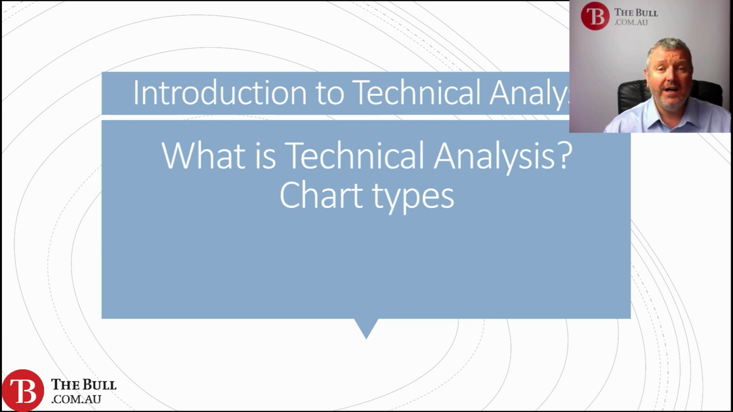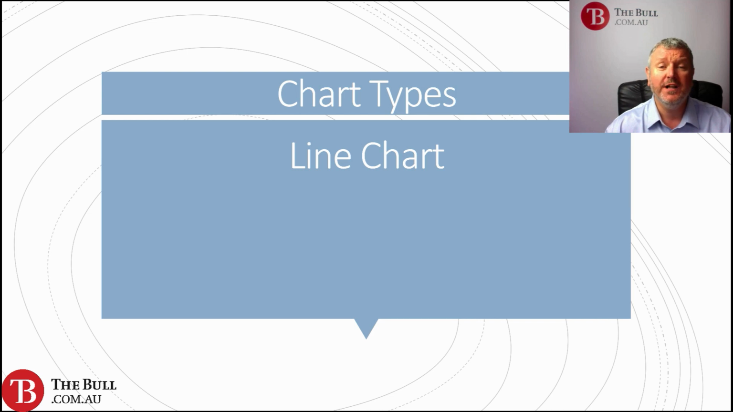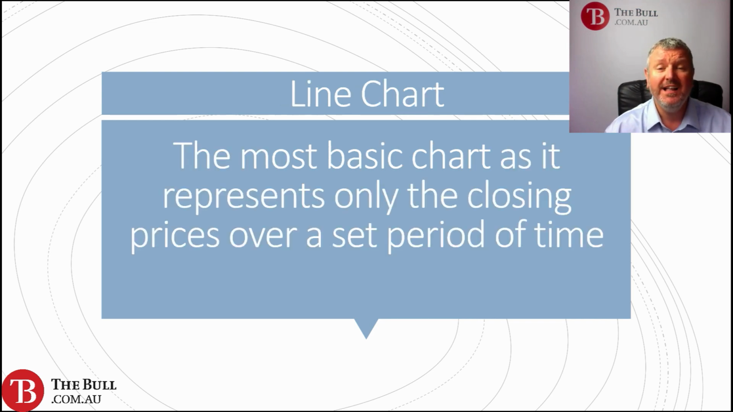So we're going to look now at different chart types that we could potentially look at in technical analysis, different ways of analysing the market. So chart types first of all. The most basic chart is the line chart. The line chart simply connects the closes on any individual day, usually on a daily chart, and is connecting the closing prices on any amount of days.